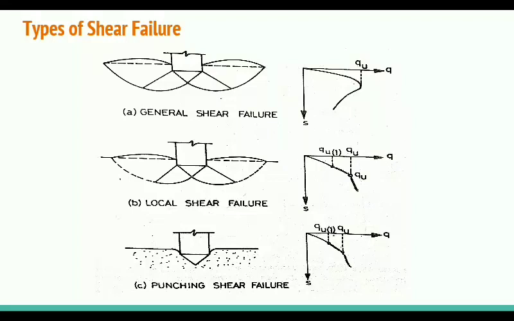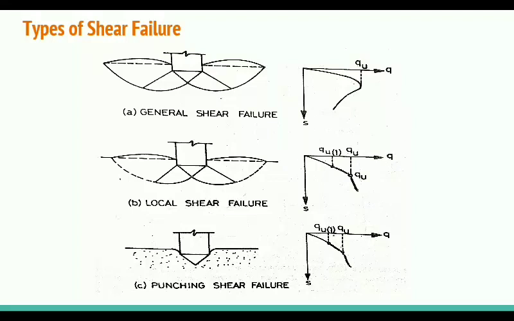So the footing fails at a load QU. In the second case, that is local shear failure, and in the third case, punching shear failure, you will see the graph is more or less similar. But that is not similar. This value of Q is very less as compared to local shear failure. So there is also a jerk in the foundation at a load of QU1, that is less than QU.